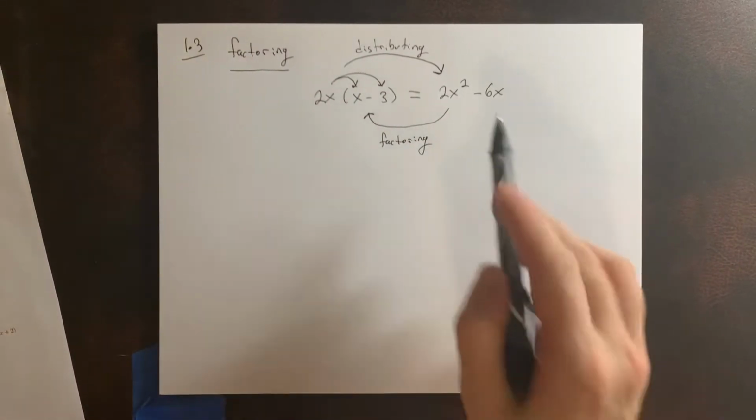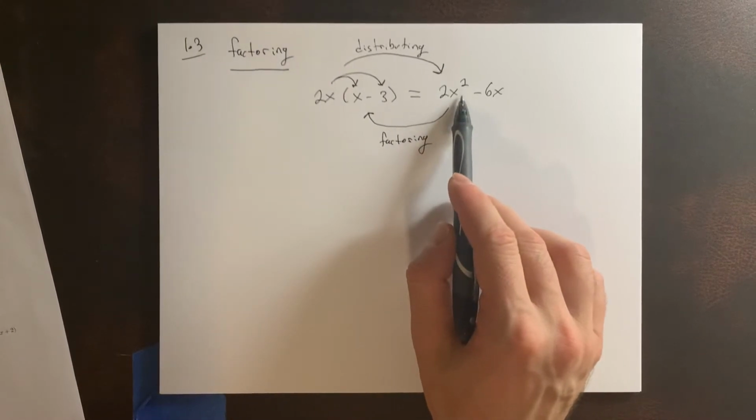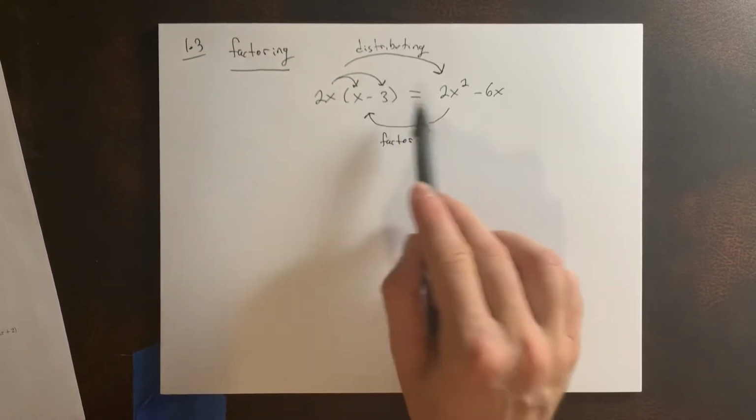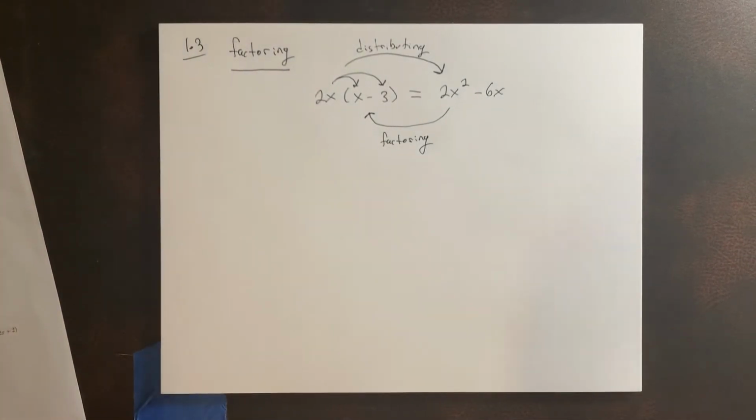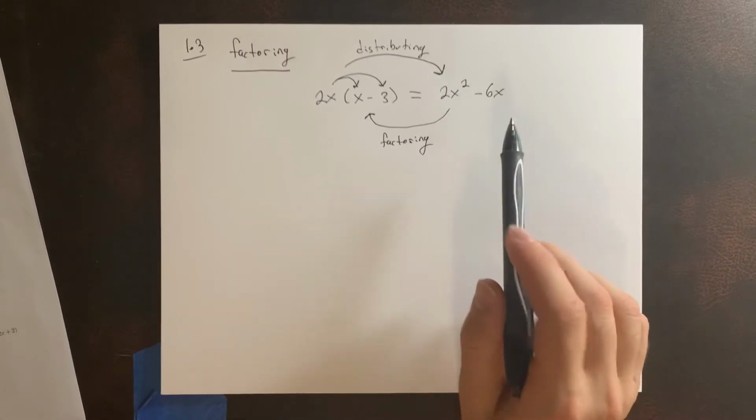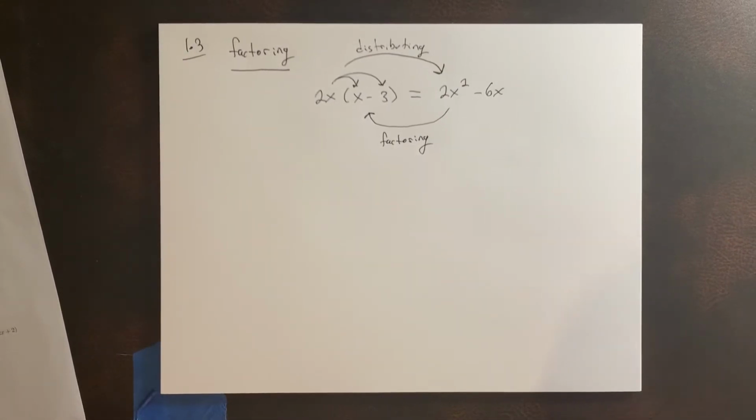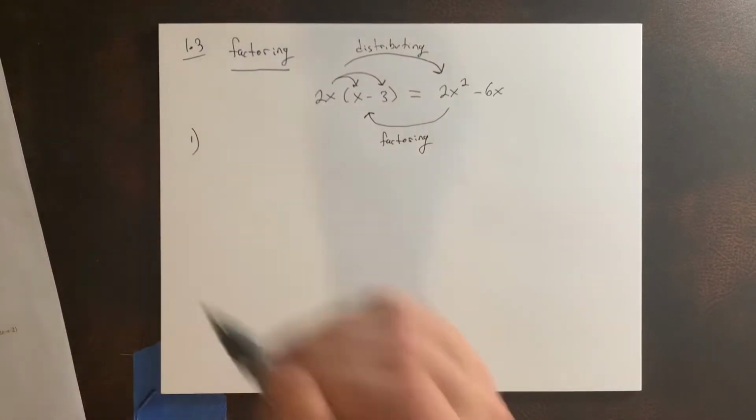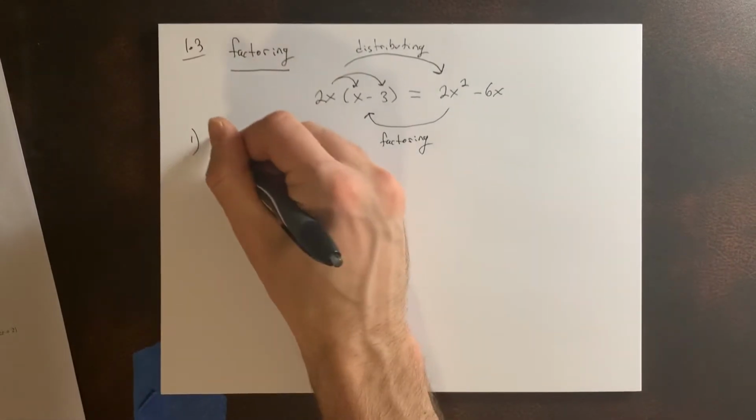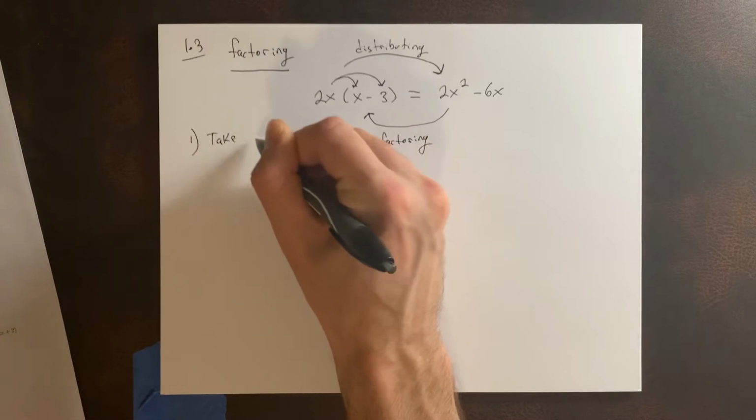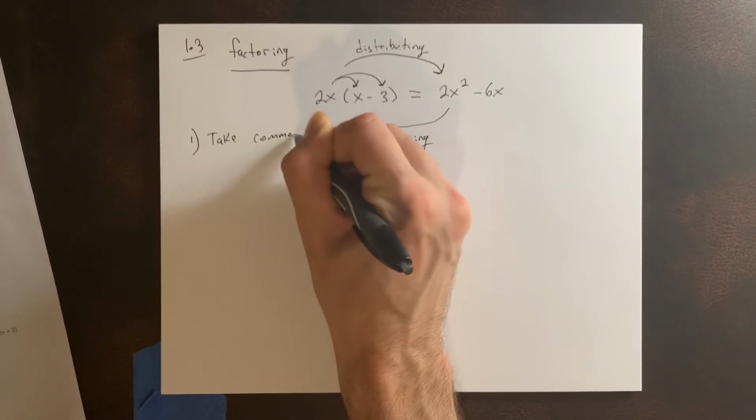So how we can move from this side over to this side. So factoring, there's going to be several ways that we can do this. And it depends on the scenario, like the problem that we're given. So the first thing that we're always going to look for when we're factoring is, can we take out a common term? So take out common terms.